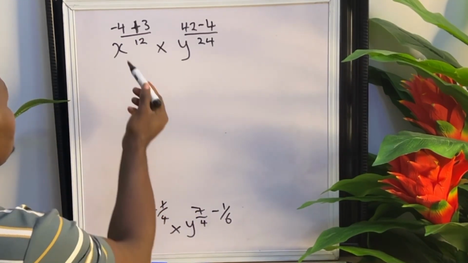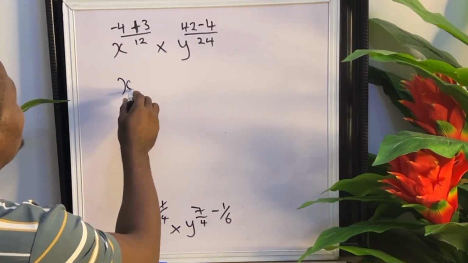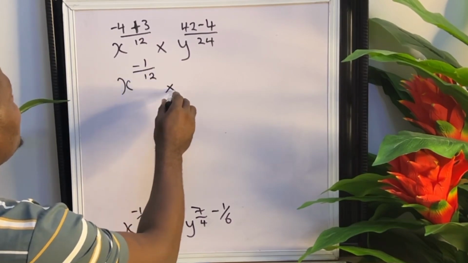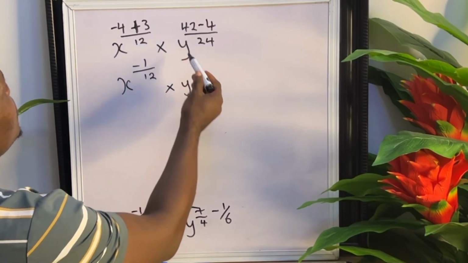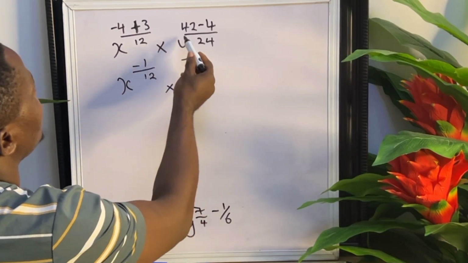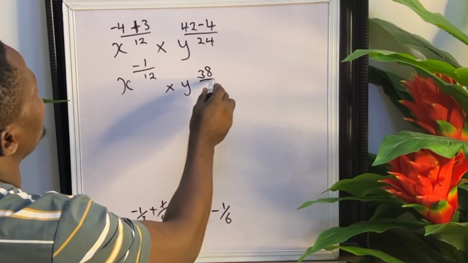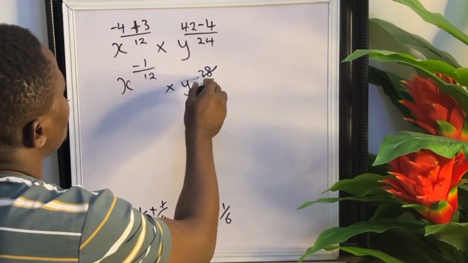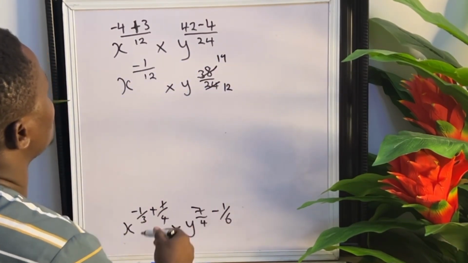At this point, minus 4 plus 3 is minus 1. We thereby have x raised to power minus 1 all over 12 multiplied with y. If we pick 1 here and add to 2, it becomes 12. 12 minus 4, and that is 8. And here is left 38 all over 24. Then 2 can go here to give us 19. 2 can go here to give us 12.